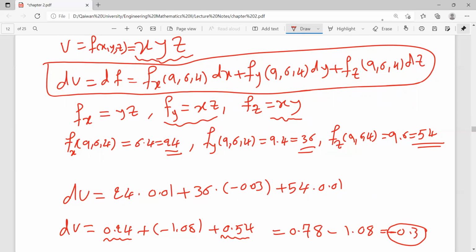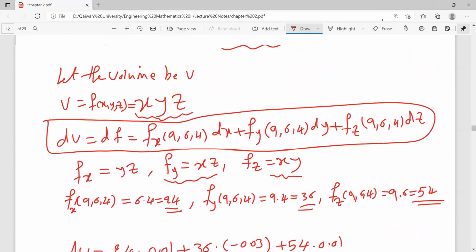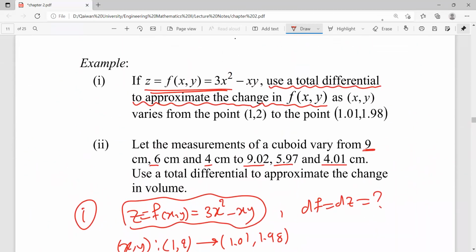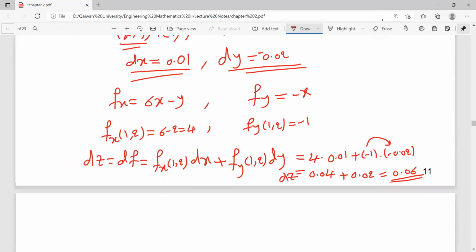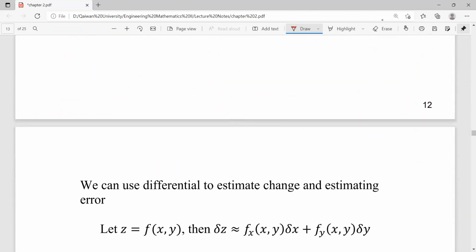Okay, so here we used the total differential for finding the approximate value for the volume of the cuboid. Is that easy? Okay.